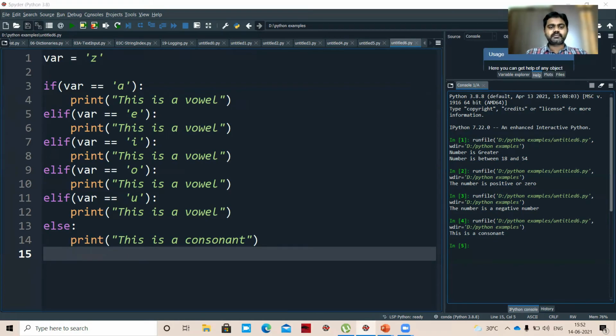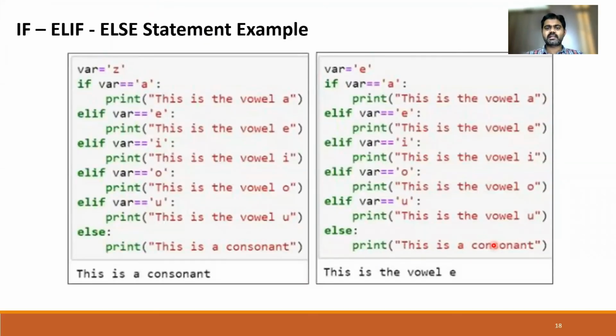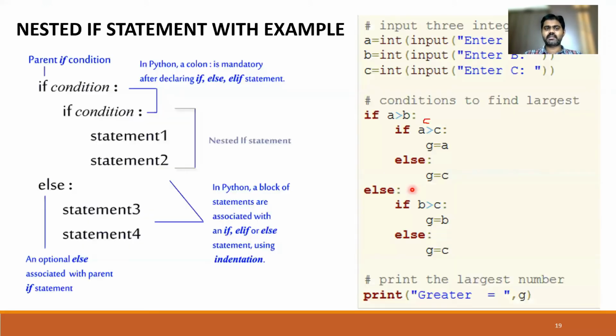Okay. So like that, we can also check for consonants. We can also check by giving var equal to e. Okay. So it goes for the first a. Later on, it goes for the else part, var equal to e. Then this one will be executed. This is a vowel, e will be executed. So this is a perfect example for the if, elif, else statement.